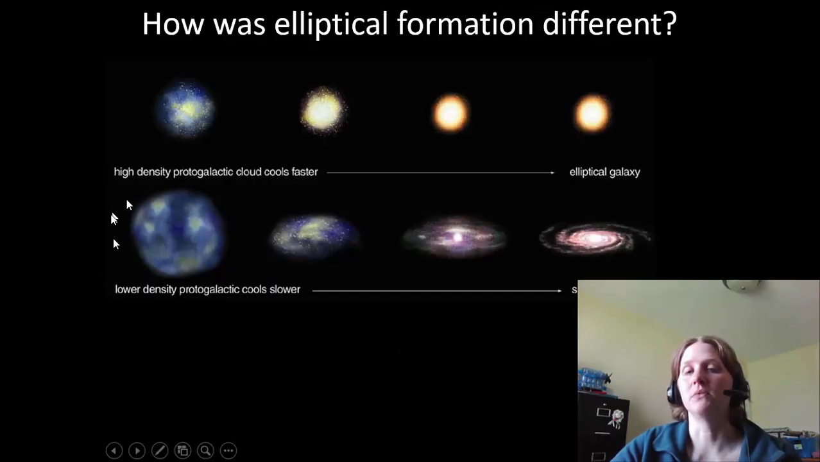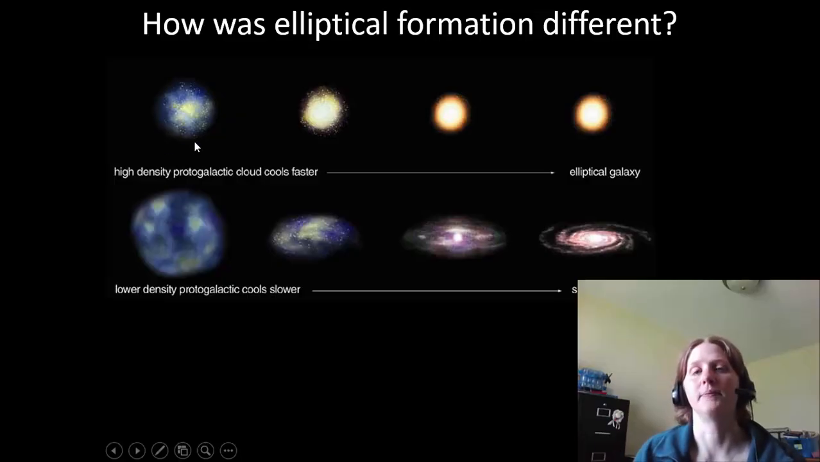The second idea that we have on forming an elliptical galaxy is that maybe spiral galaxies tended to come from lower density protogalactic nebulas, and elliptical galaxies formed from higher densities. And why that matters is a lower density cloud is going to cool slower, and the high density cloud can cool faster. That might be a little bit counterintuitive. Let me explain it. If your cloud is denser, it can form stars a bit sooner.